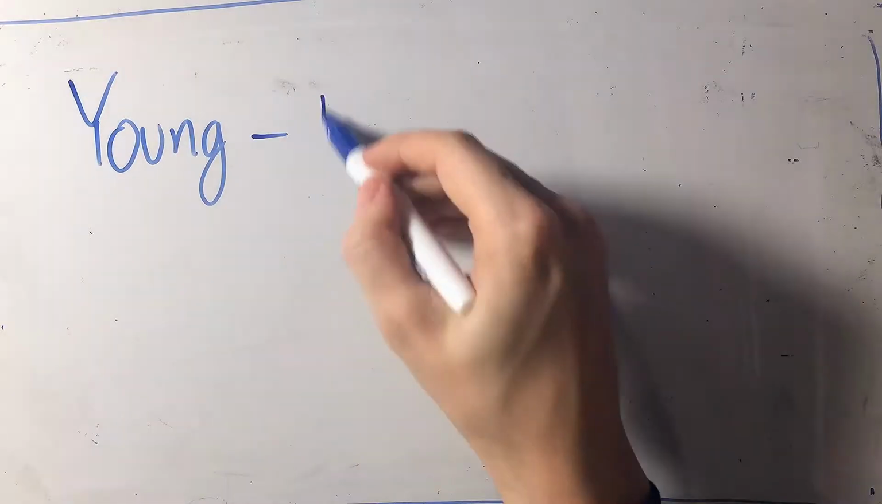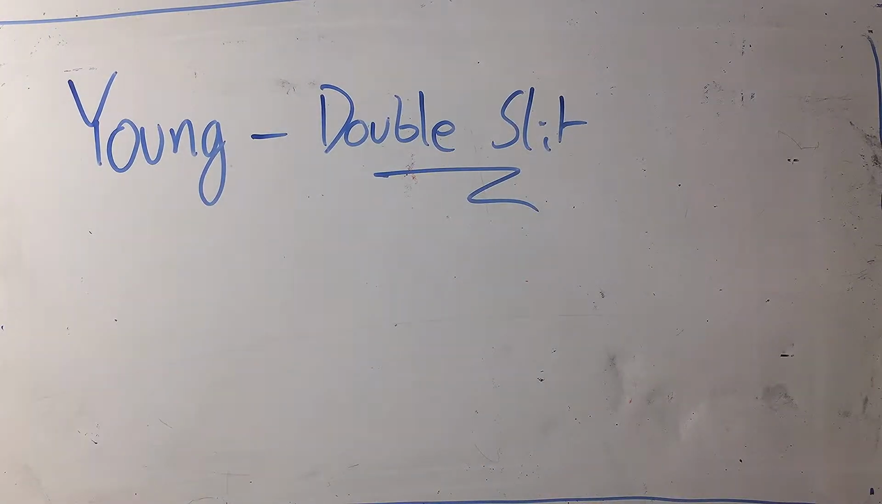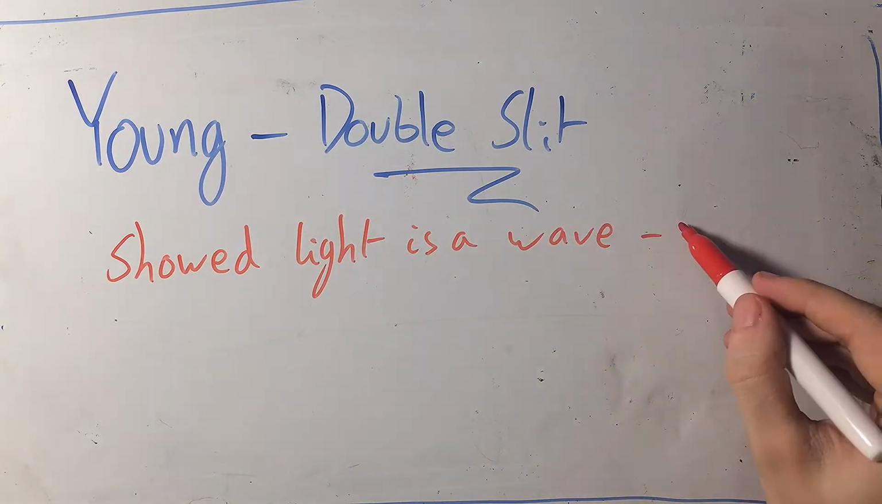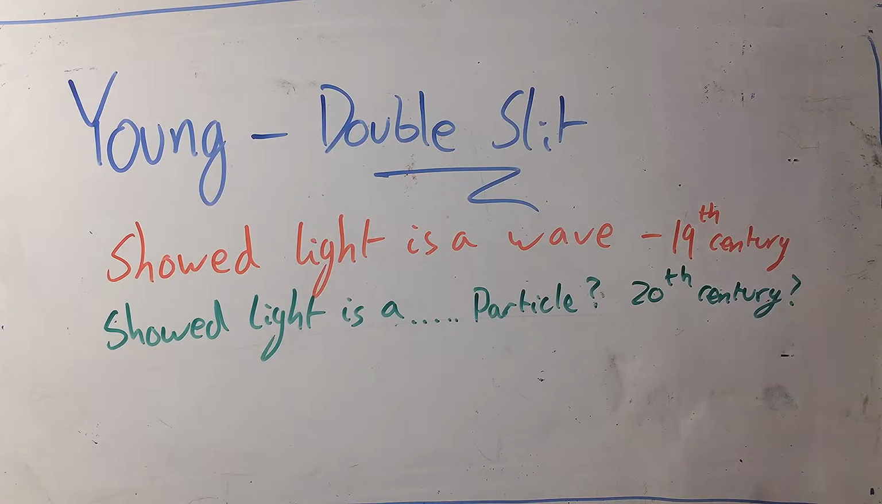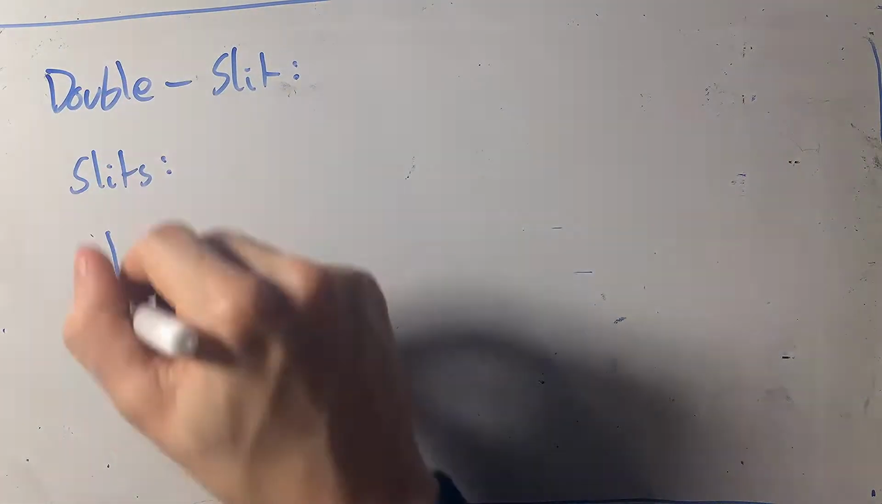The key experiments were conducted by scientists such as Young. Young's famous double slit experiment was a key moment for the wave theory. The irony is that later the double slit experiment would be used again to suggest that light was actually a particle. Let's take a quick look at the double slit experiment.